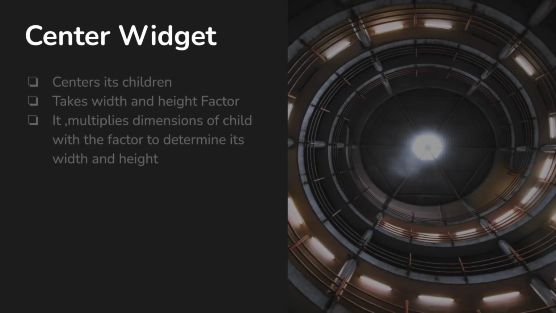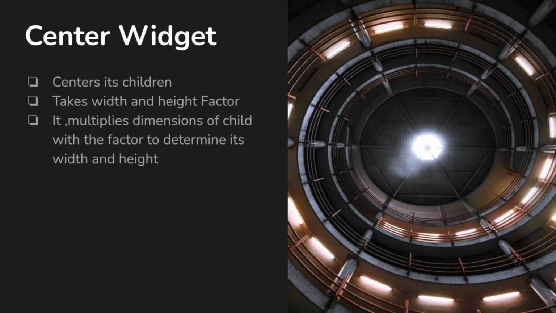The center widget centers its children. It takes a width and height factor, and multiplies the dimensions of the child with this factor in order to determine its width and height. So for example, if width factor is 2 and the length of the child is 10, then the center widget's width would be 2 times 10, 20.